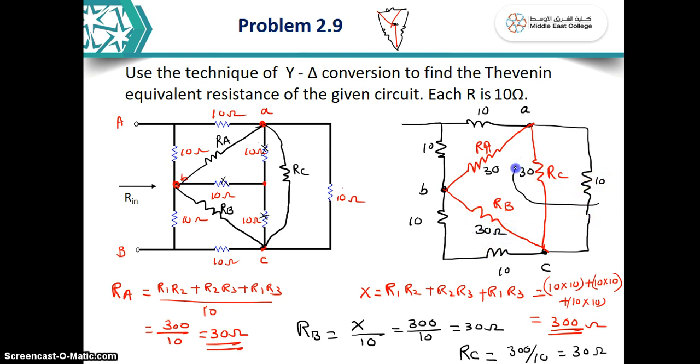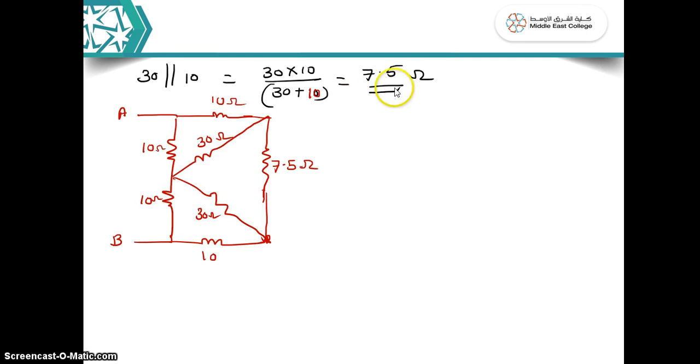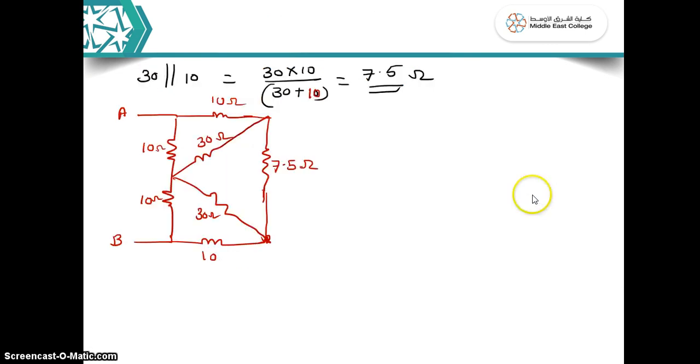Now look at this. These two are connected in parallel. So 30 and 10 are connected in parallel. So how much will come? 30 in parallel with the 10, that is 30 into 10 divided by 30 plus 10. So you will get 7.5 ohm. I'm just writing here the 7.5 ohm parallel to this. I just replace these two resistors by a single resistor. My circuit will be like this, and you are asked to find the R equivalent between A and B.